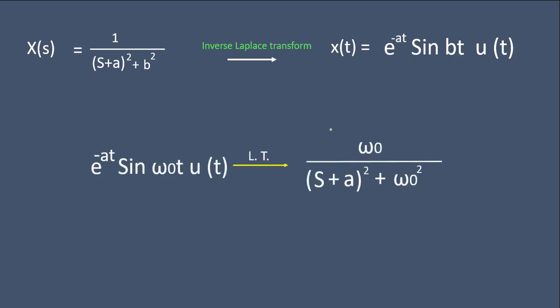Now just for an example, we have studied e raised to minus at sine omega naught t u of t. Its Laplace transform is omega naught upon (s plus a) whole square plus omega naught square. Now if you compare both of these, the value of omega naught is b. So only in place of omega naught, you have to replace b. So it will be e raised to minus at sine bt u of t. This is the same answer that we have written.